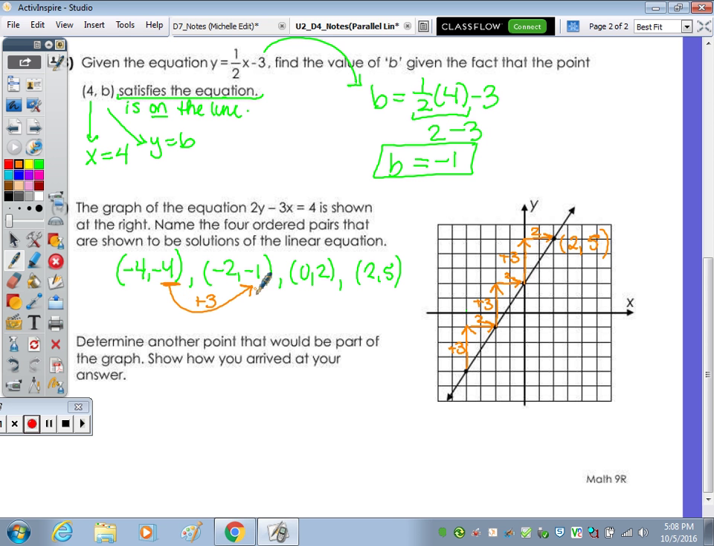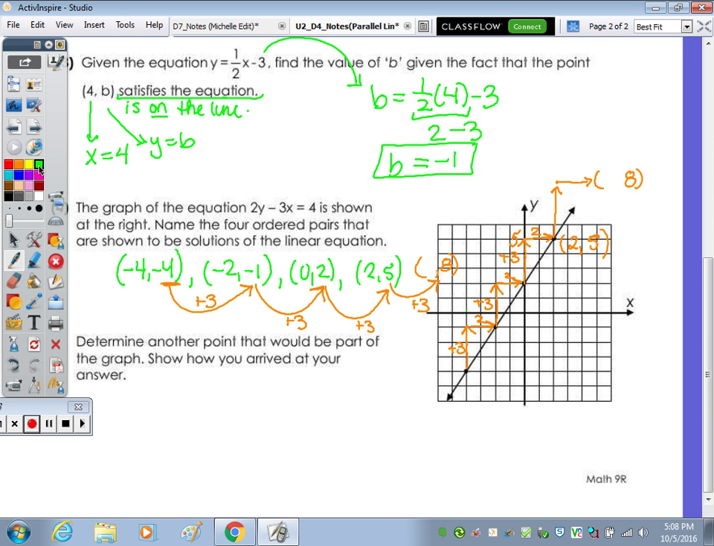Negative 4 plus 3 is negative 1. Negative 1 plus 3 is 2. 2 plus 3 is 5. So then 5 plus 3, I don't have much room, is going to be 8. So I'm at the y-axis of 5, and I need to go up 1, 2, 3. That would be right here, and then over 2. So that would give me a y-value of 8.